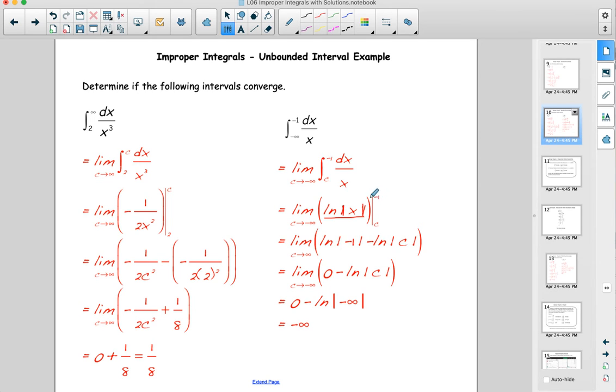So evaluating across our upper bound of integration, it's the ln of the absolute value of negative 1 minus evaluating on our lower bound of integration would be the ln of the absolute value of c. The ln of the absolute value of negative 1 would be the ln of 1, which is just 0, minus the ln of the absolute value of c. I still need the absolute values over here. I'm now going to plug in my negative infinity, and I'm going to get 0 minus the ln of the absolute value of negative infinity, and that's just going to become the ln of infinity. And of course, the ln of infinity is infinity.